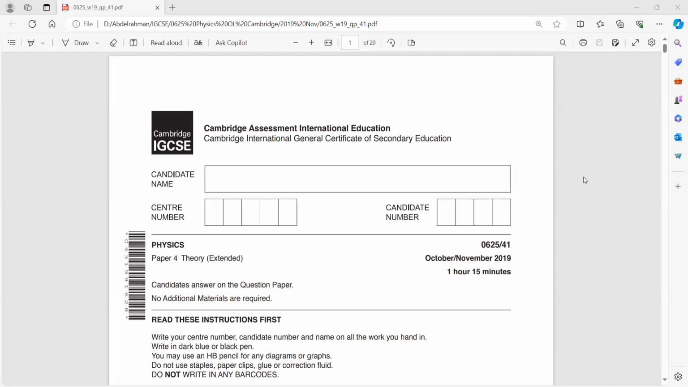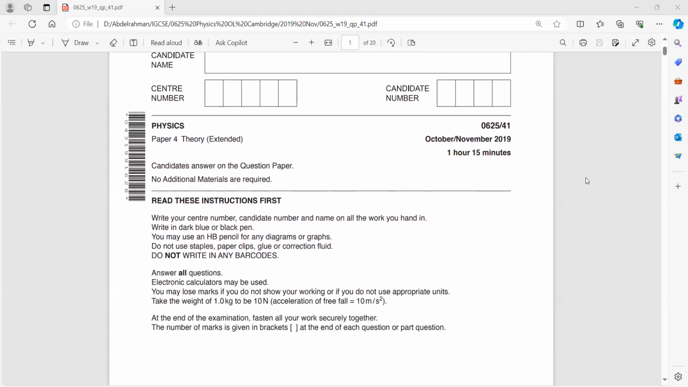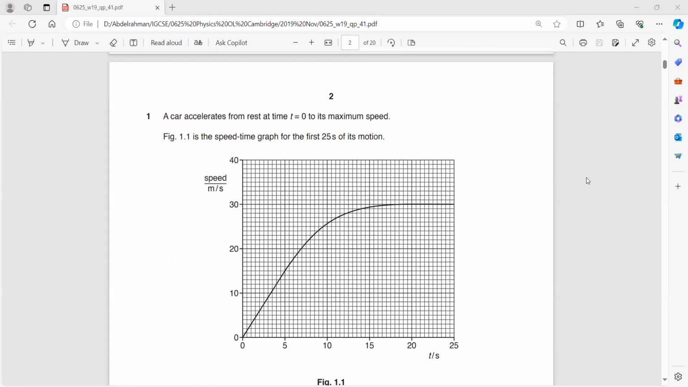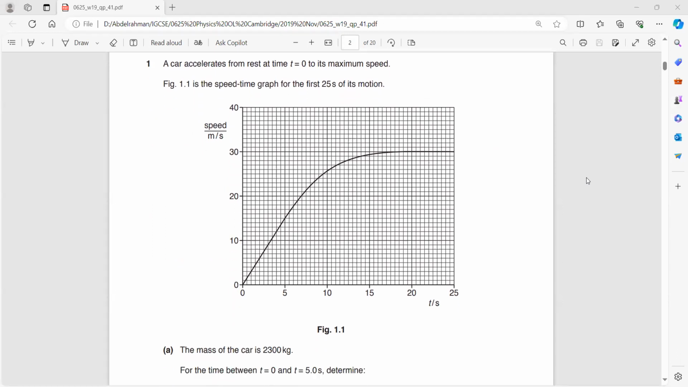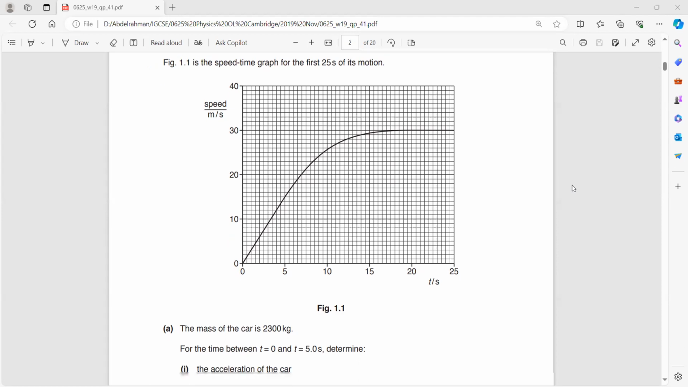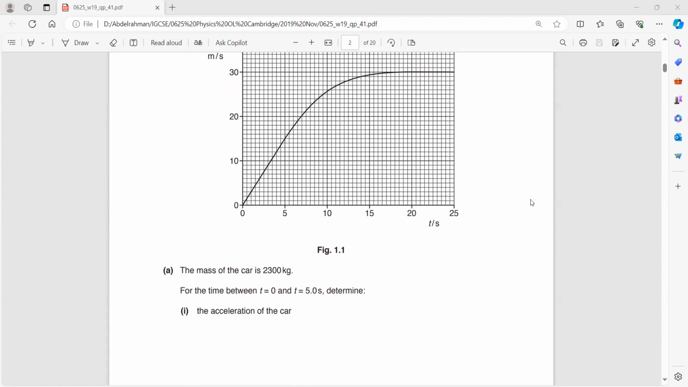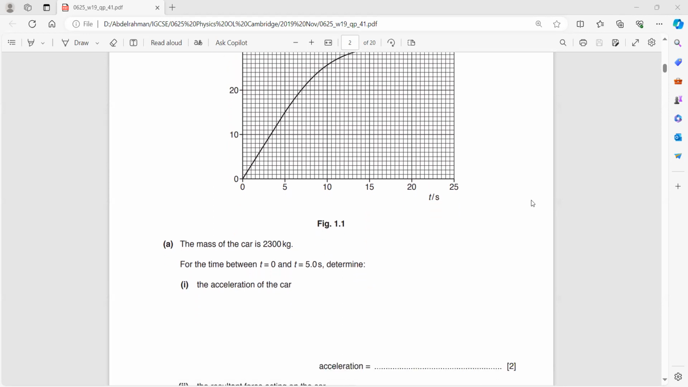ماشي، احنا عندنا امتحان ده نوفمبر 19 بيبر 4 فاريانت 1. يلا، اول سؤال هنا بيقول لي: a car accelerates from rest at time t equals 0 to its maximum speed. مديني الفيجر، بعد كده بيقول لي the mass is 2300 kilograms. Find the acceleration of the car for the time between t equals 0 and t equals 5.